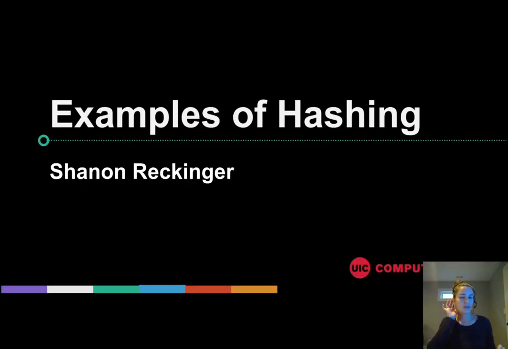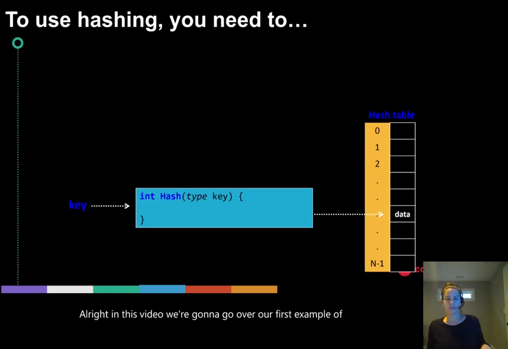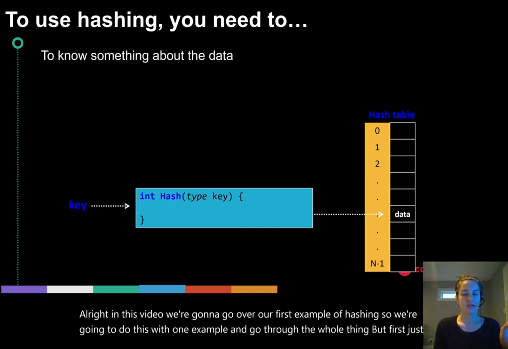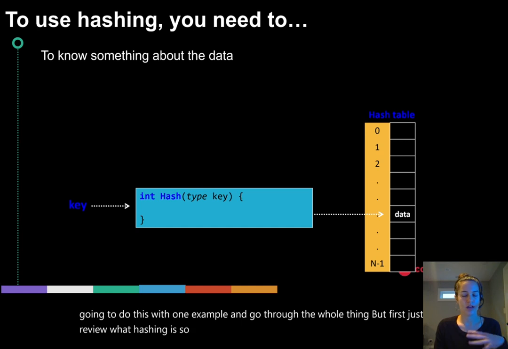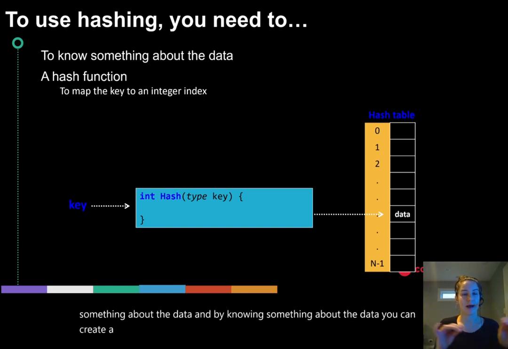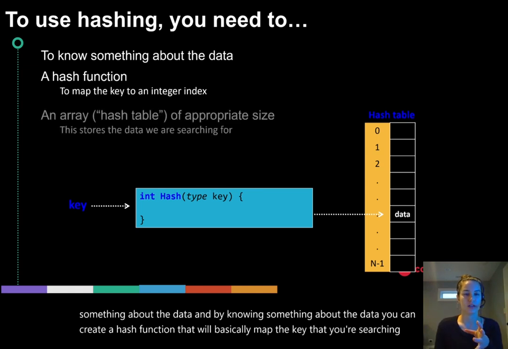Alright, in this video we're going to go over our first example of hashing. We're going to do this with one example and go through the whole thing, but first just review what hashing is. In order to create a hash table, you need to know something about the data, and by knowing something about the data you can create a hash function that will basically map the key that you're searching with to an integer index.